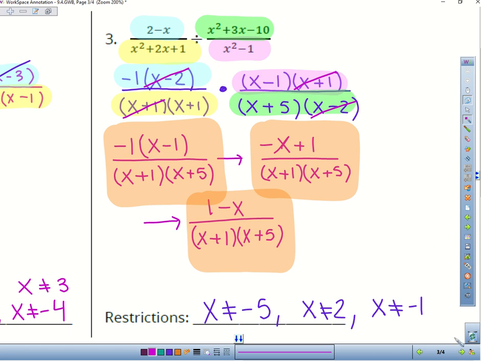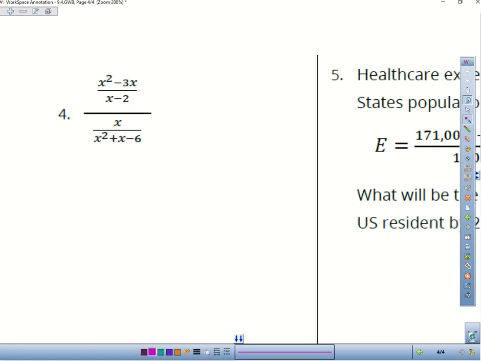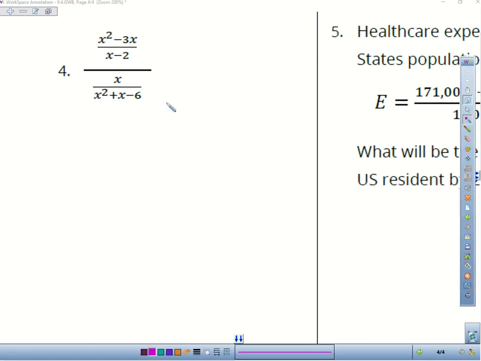Any questions before I move on to number 4, or any time needed? All right. So this is exactly the same thing, except for the fact that it is written as a division symbol like this instead of like this symbol right here.